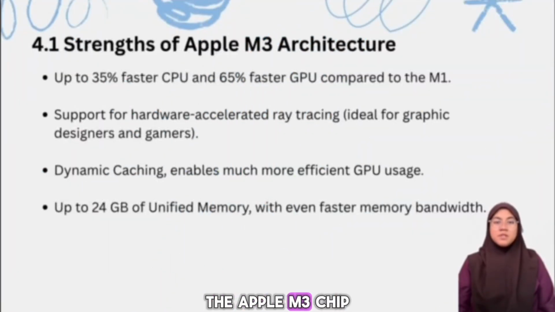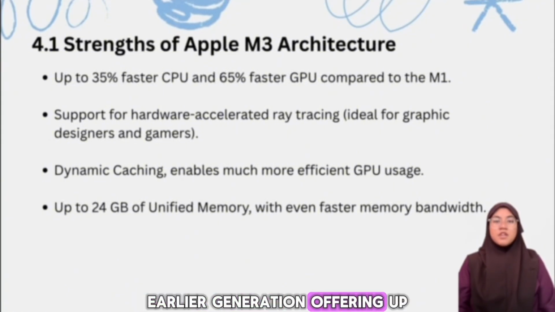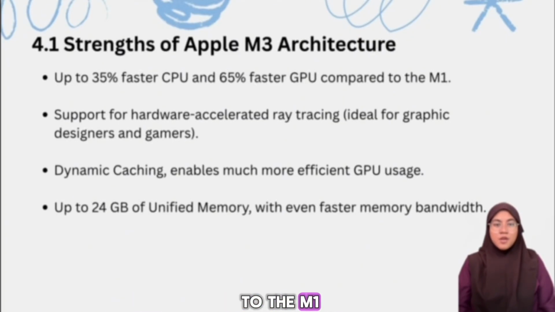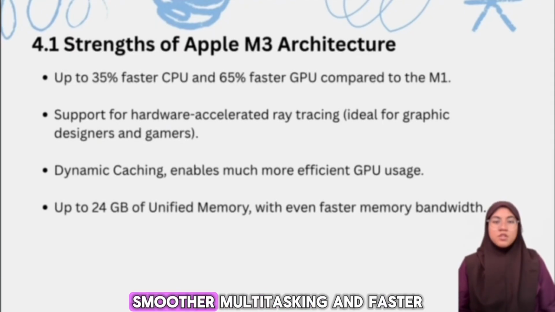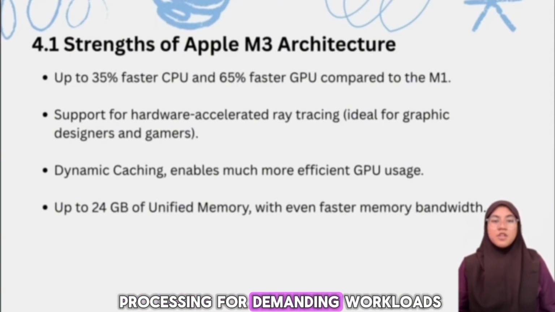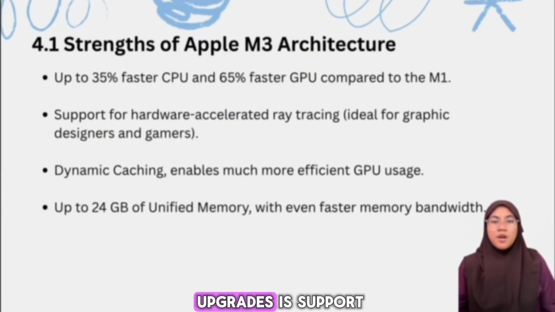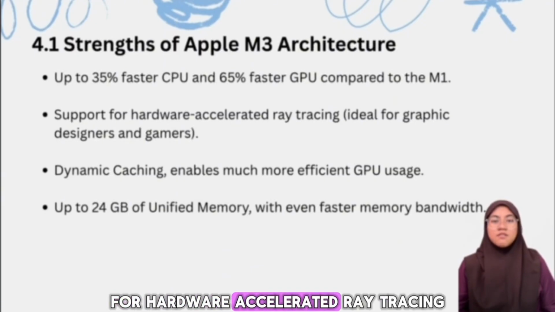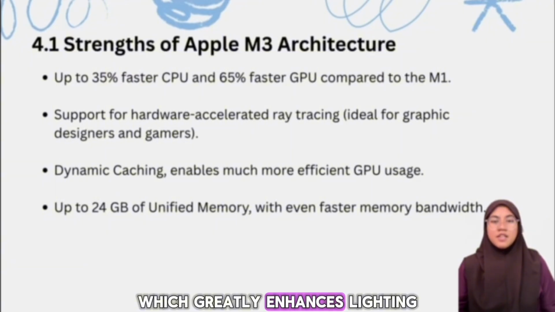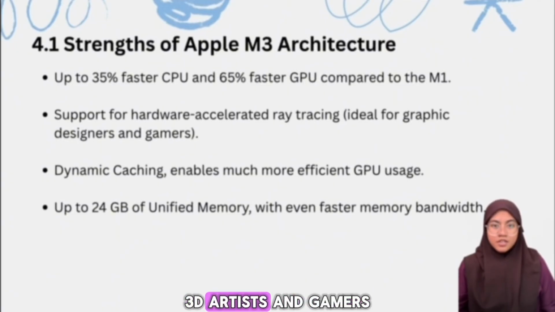The Apple M3 chip delivers a significant performance improvement over earlier generations, offering up to 35% faster CPU performance and up to 65% faster GPU performance compared to the M1, which results in quicker app launches, smoother multitasking, and faster processing for demanding workloads. One of its major upgrades is support for hardware-accelerated ray tracing, which greatly enhances lighting, reflection, and visual realism, making it especially beneficial for graphic designers, 3D artists, and gamers.